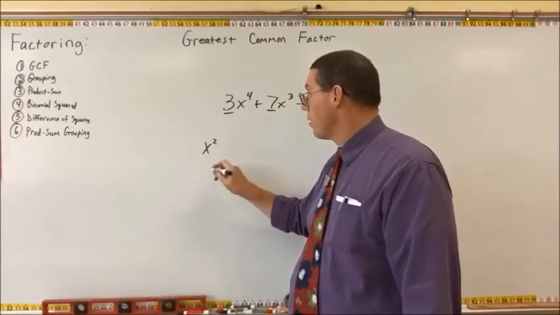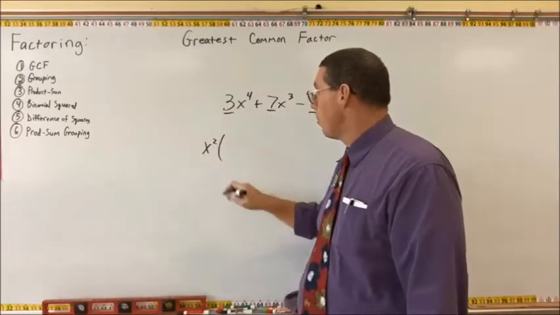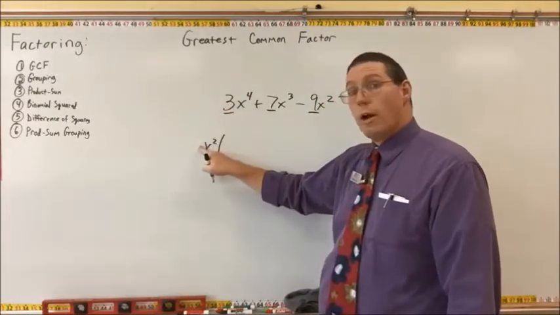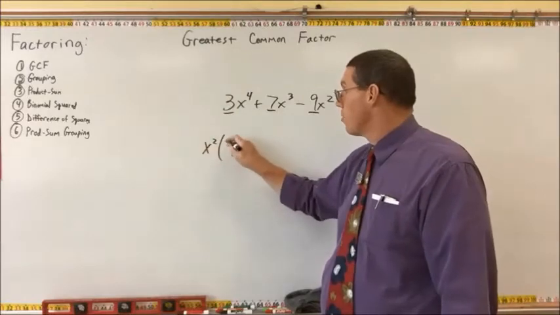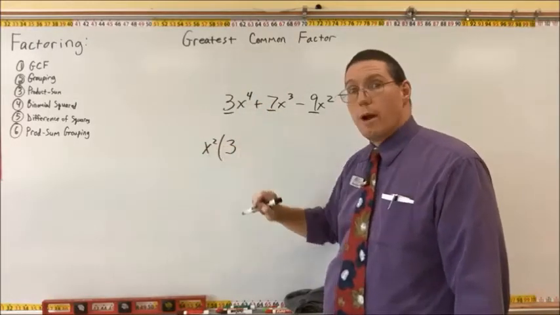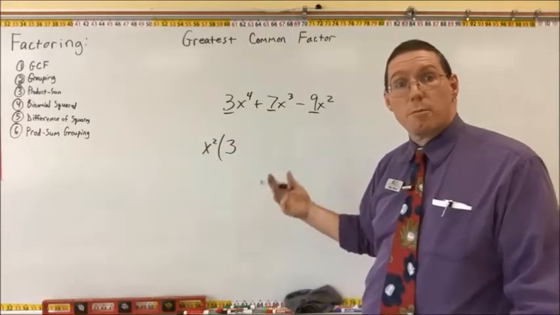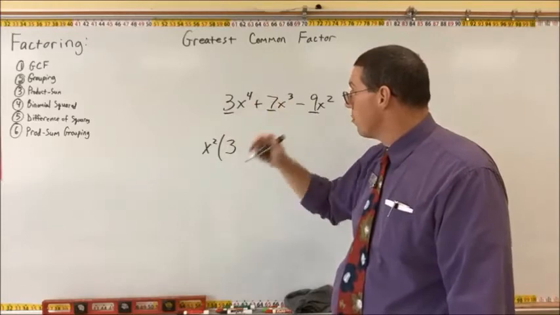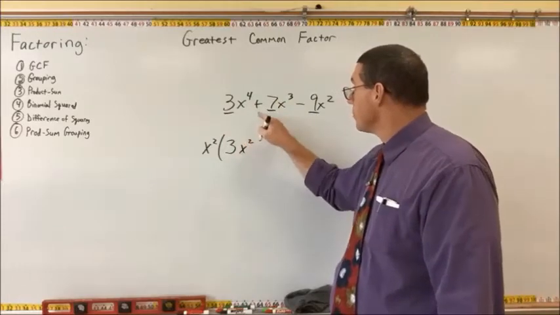So we write our greatest common factor. We open a parenthesis. Then we divide. There's a 1 in front of this x. 3 divided by 1 is 3. X to the fourth divided by x squared is x squared. Remember, we subtract the exponent when we divide. 4 minus 2 is 2, so that's x squared.